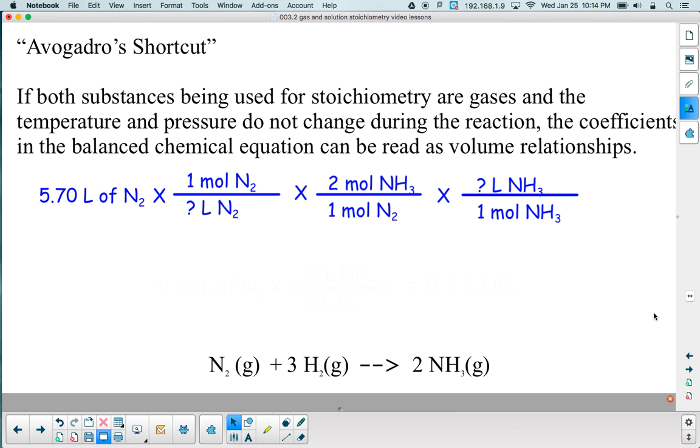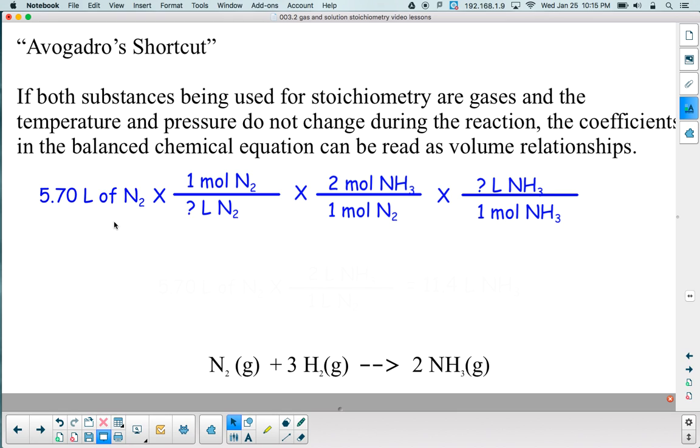This leads to something that I affectionately call Avogadro's shortcut. The way Avogadro's shortcut works is that if both substances being used for stoichiometry are gases, and the temperature and pressure do not change during the reaction, the coefficients in the balanced chemical equation can be read as volume relationships. Avogadro's shortcut is at the top of page 3 in your Unit 4 notes packet.